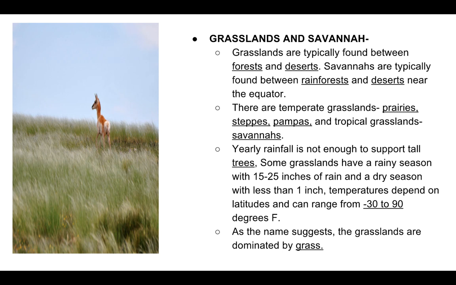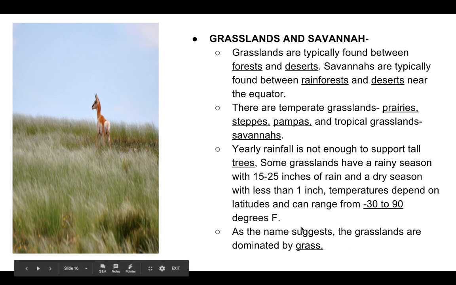As the name suggests, the grasslands are dominated by grass. And as we can see, because of that unique amount of rainfall, which is very little, it is not able to support trees. It has a very unique climate temperature. So the rainfall and temperature work together for that. And really the most it has is maybe small bushes and mainly grass.